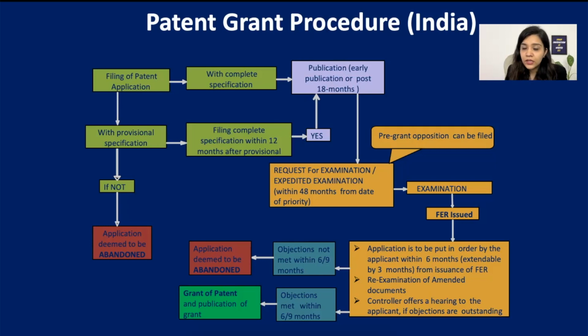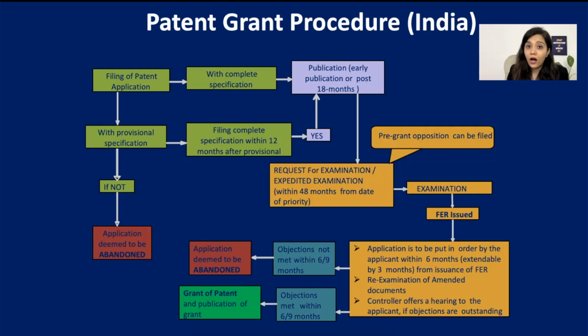Second important thing to remember is that publication happens automatically. If you do not file a request for publication, your patent application would be published automatically after a period of 18 months, between 18 to 19 months. But if you do not file a request for examination or expedited examination, then your patent application will not get examined. It does not happen automatically. It is mandatory to file. If you do not file, your application would be considered as withdrawn.